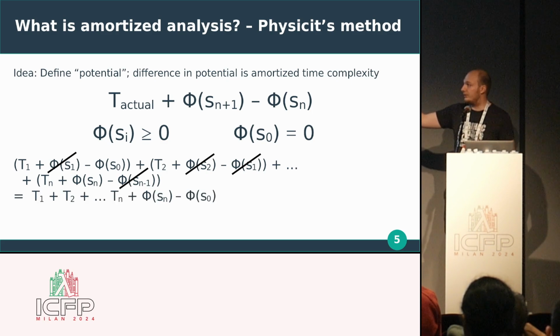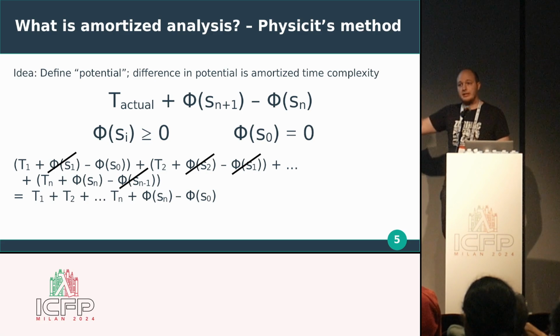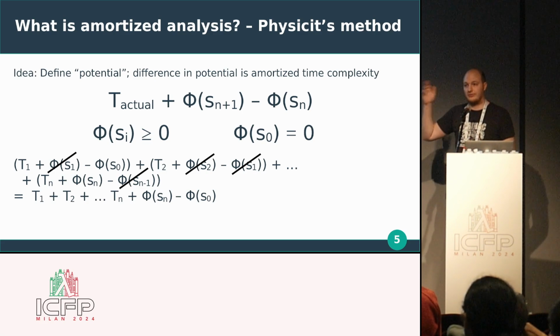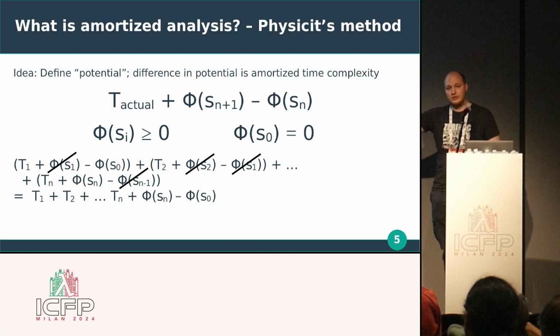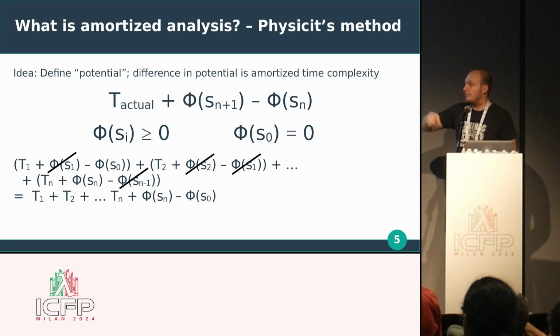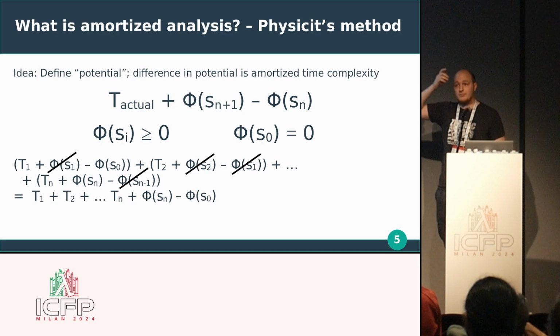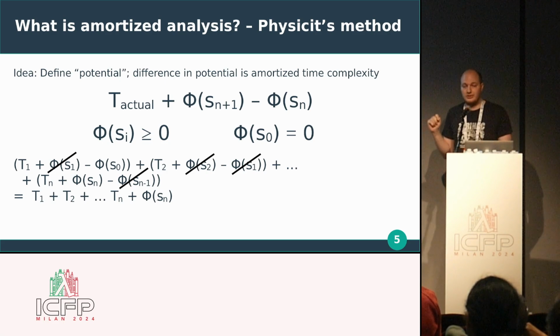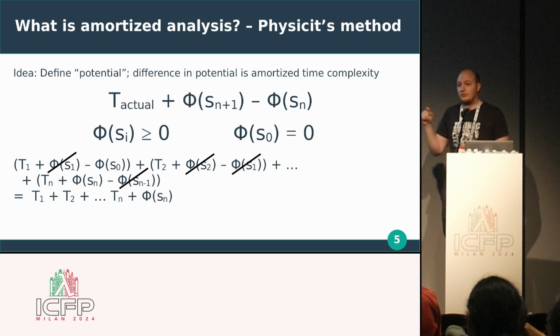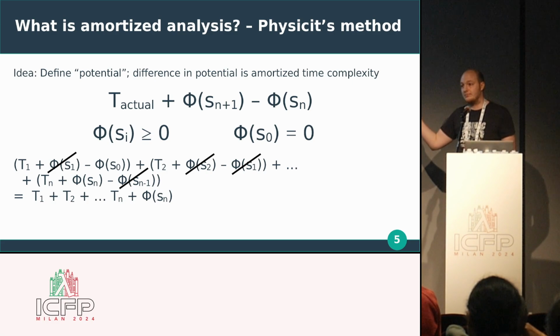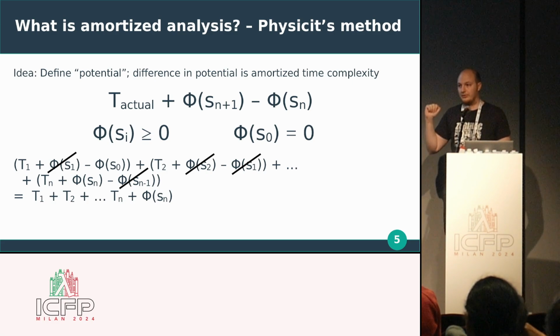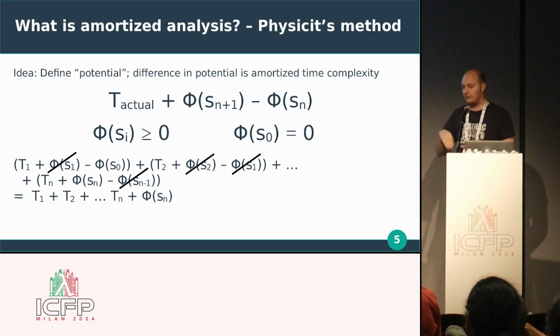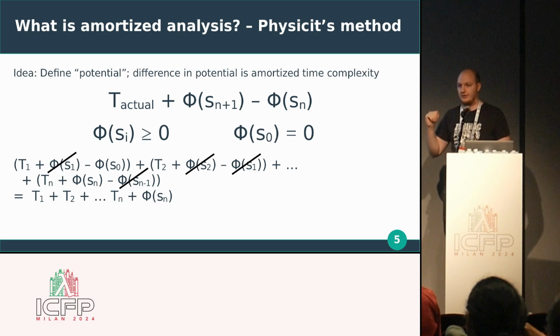So what we are left with is just all the actual time we spent on this sequence of operations, plus the final potential minus the initial potential. But as we said, by definition, the initial potential is zero, so we can get rid of that. And also we said that any potential is not negative. So this is only ever an over-approximation of the actual runtime of our system, never an under-approximation. So we can use this as an upper bound on the runtime.